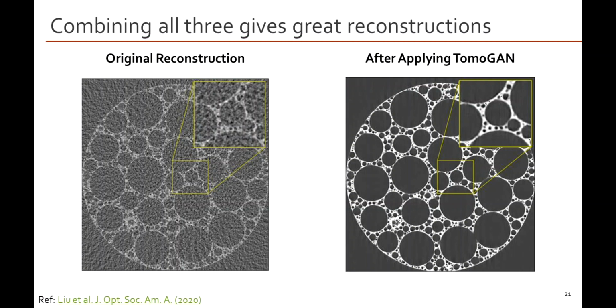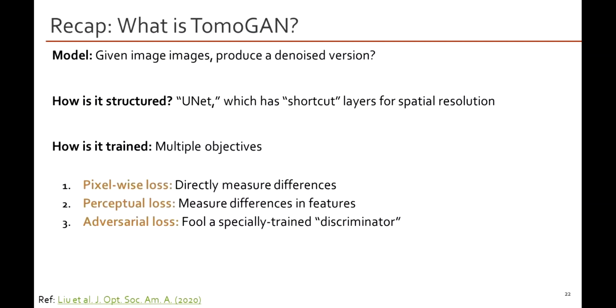So that should hopefully wrap up our discussion on TomoGAN. Just to recap, this model is trained to give an image, produce a denoised version of it, and it's structured by learning a generator, which is based on the UNet architecture that has these shortcut layers to allow it to reconstruct an image given both very condensed pictures of what this image is and some less encoded versions of the image that perhaps tell where different features are located in 2D across that image.